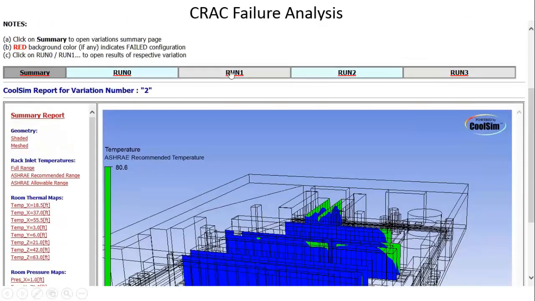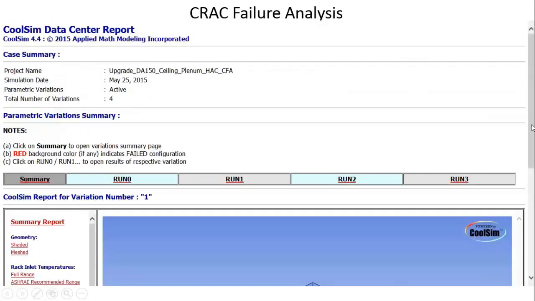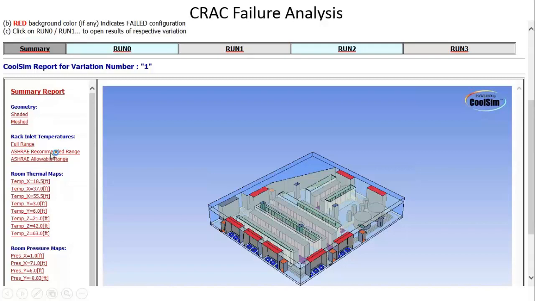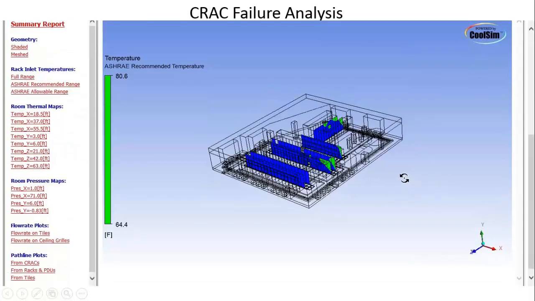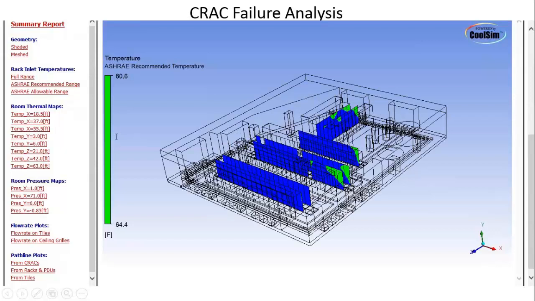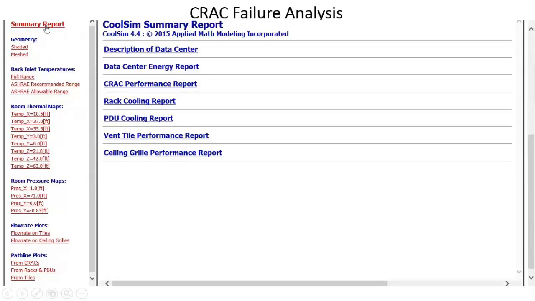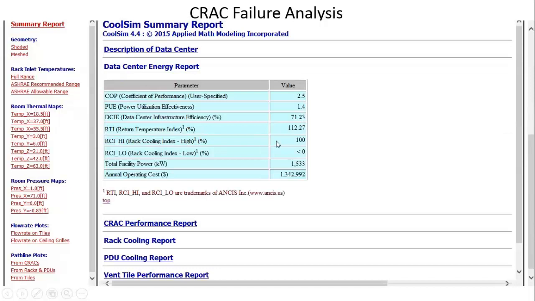So long and short of it is these all worked well no matter which one you go to under the failure analysis. They all behave well. And what's interesting here is I'm on the edge of having enough airflow. Again, if we take a look at our RTI number for this design, we're at 112. That means that I don't have quite enough air to satisfy those racks. So they're pulling it from somewhere else, oftentimes pulling it around from the back.